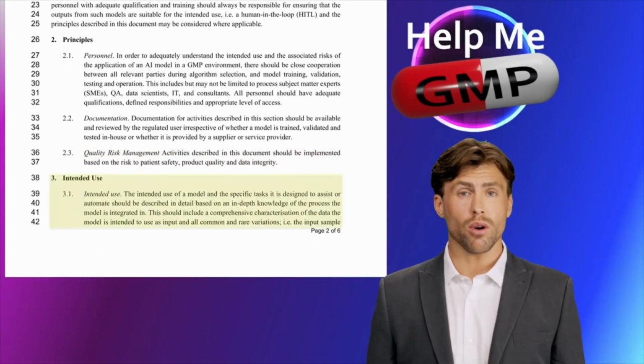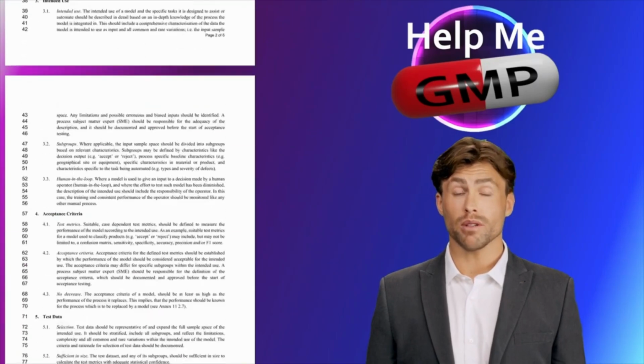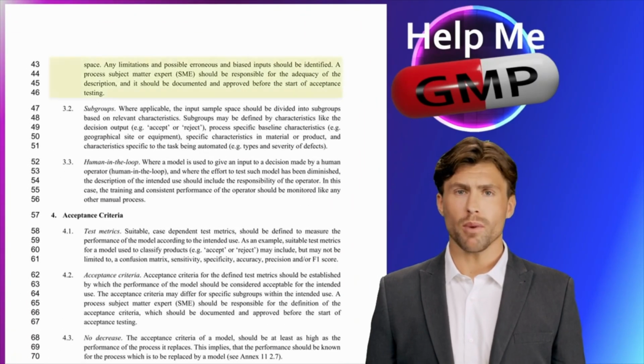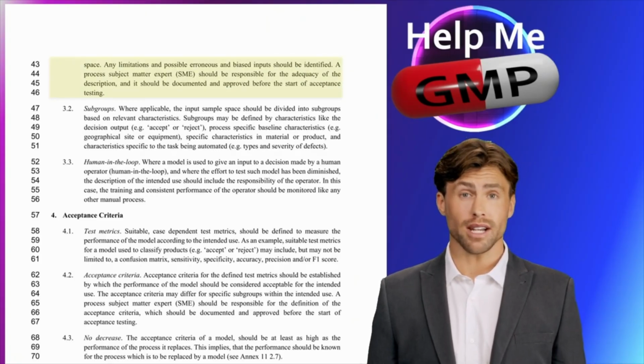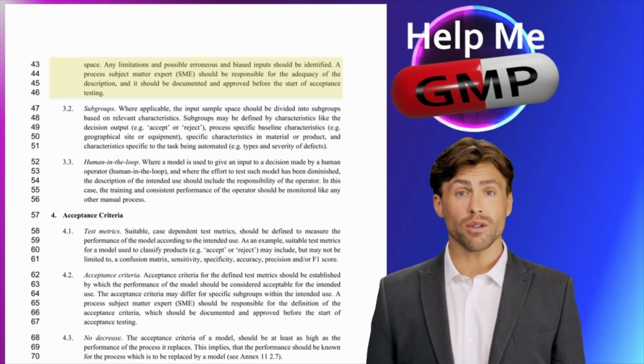Intended use. The intended use of a model and the specific tasks it is designed to assist or automate should be described in detail based on an in-depth knowledge of the process the model is integrated in. This should include a comprehensive characterization of the data the model is intended to use as input and all common and rare variations, i.e. the input sample space. Any limitations and possible erroneous and biased inputs should be identified. A process subject matter expert should be responsible for the adequacy of the description, and it should be documented and approved before the start of acceptance testing.